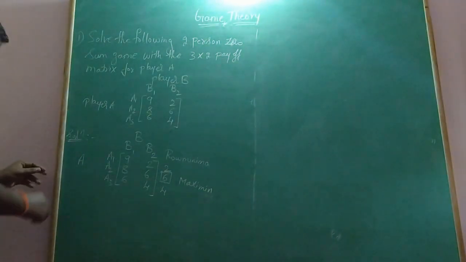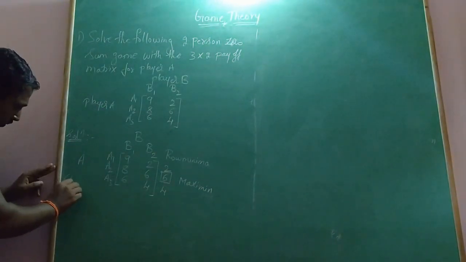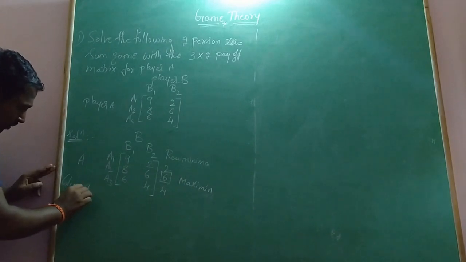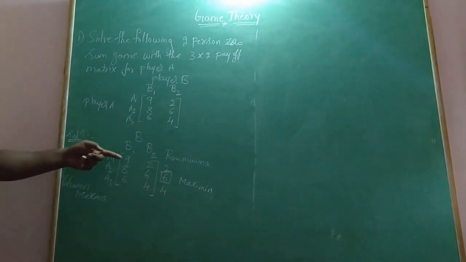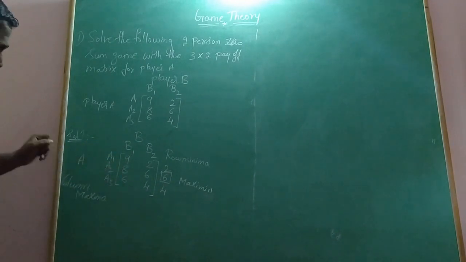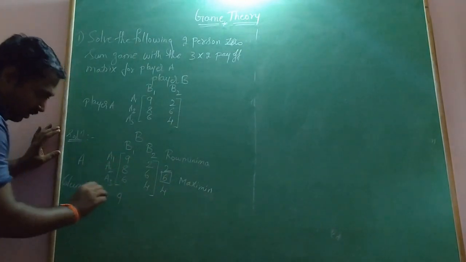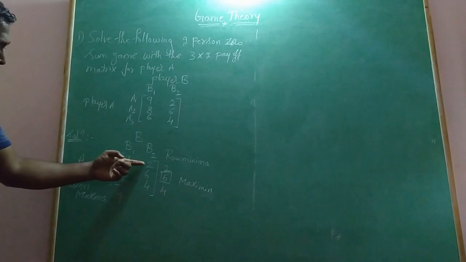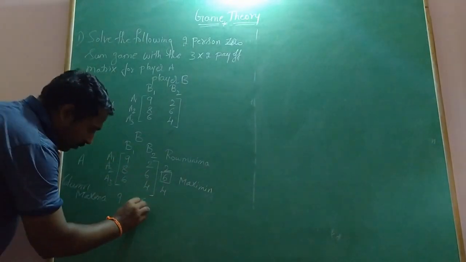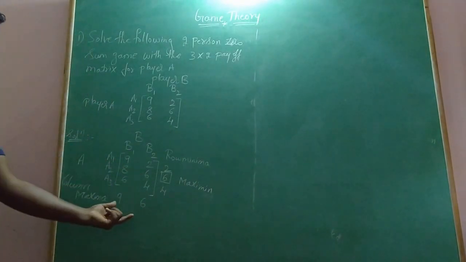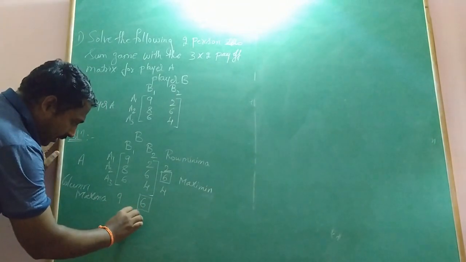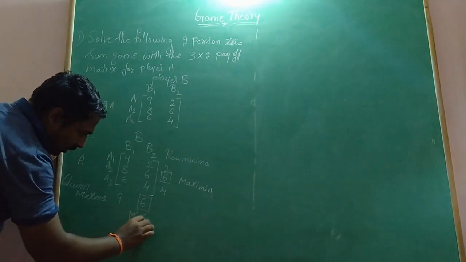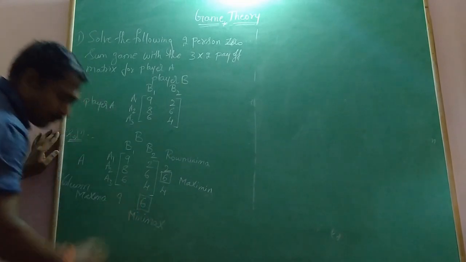Similarly, you have to find with respect to the columns. That is column maxima. Out of 9, 8, 6, the maximum is 9. Next column 2, 6, 4, the maximum is 6. Out of these maxima, the minimum is 6. Here you write minimax.